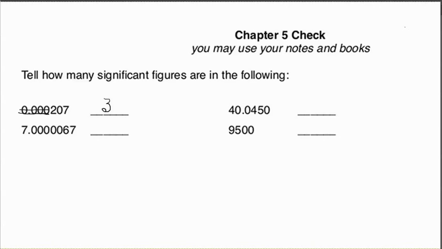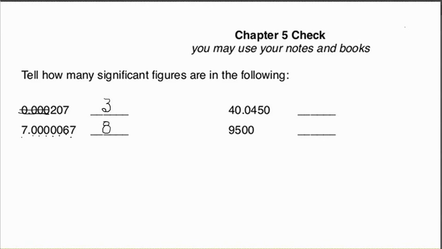In the second one, we have a number beginning with 7, and there's a bunch of zeros in the middle, and then ending with a 6 and a 7. All of those are significant because the zeros in between non-zeros are always significant. So we have 1, 2, 3, 4, 5, 6, 7, 8 in that one.